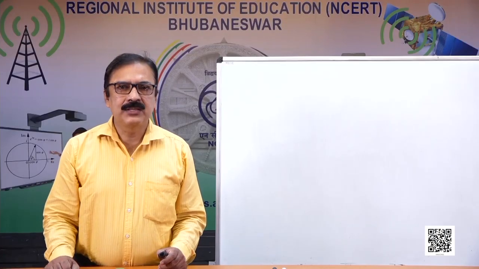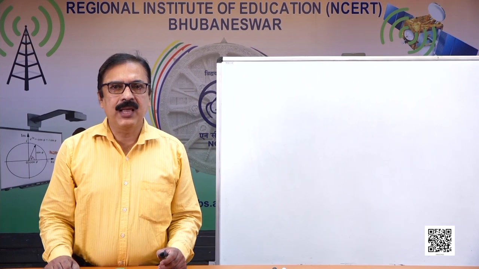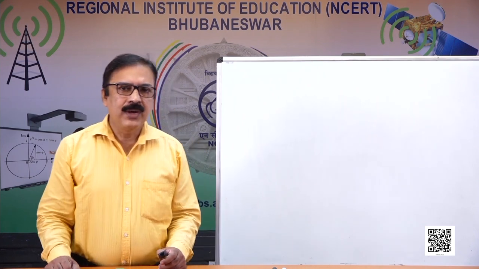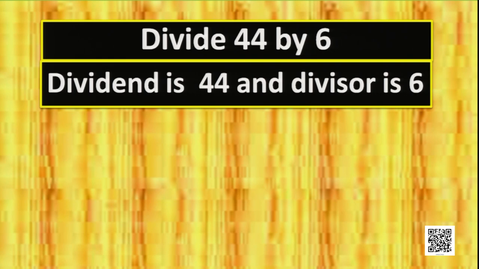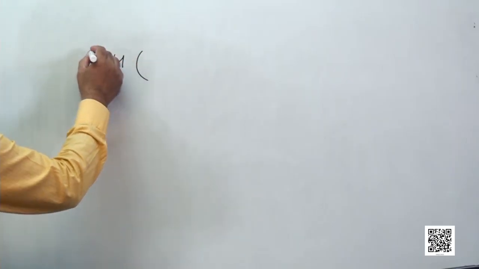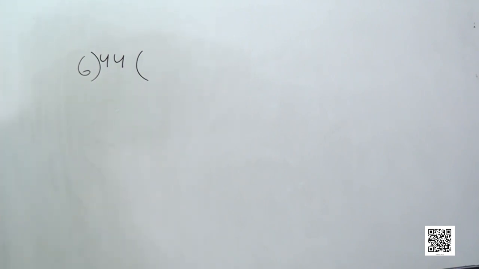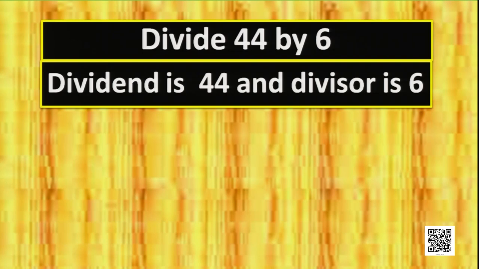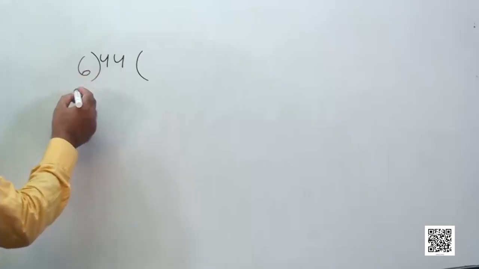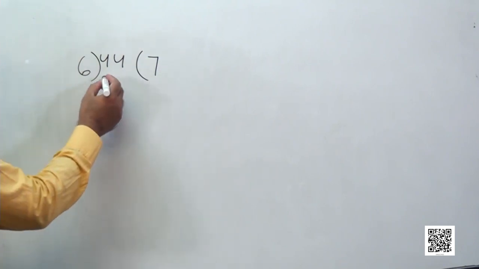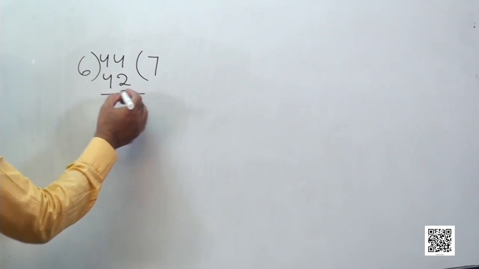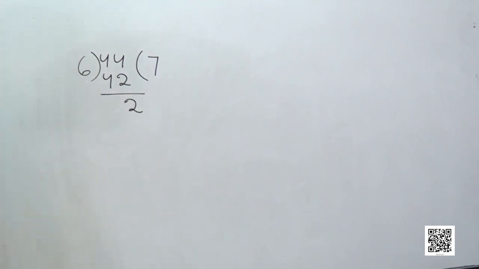First of all, as this is a case of division, let's take a simple division. Divide 44 by 6. Here, 44 is the dividend and 6 is the divisor. So, 44 divided by 6. Here the quotient will be 7 and we will get 42. And from this, we have the remainder as 2.